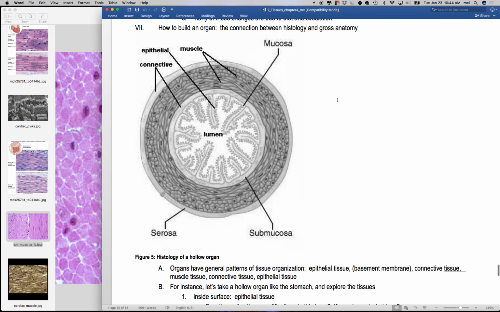Okay, so how to build an organ. Last thing, well, almost the last thing. We've got one thing after this. So all I want to do here is say, okay, you've got a cross-section of an organ, and you're going to look at it. You can have an expectation of what you're going to see. Let's say we're going to do a hollow organ. What do we expect to see on the inside of a hollow organ? What kind of tissue? Epithelial tissue, and then a basement membrane, and then some connective tissue.